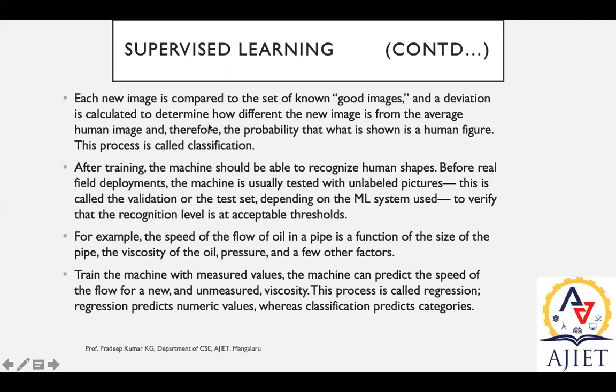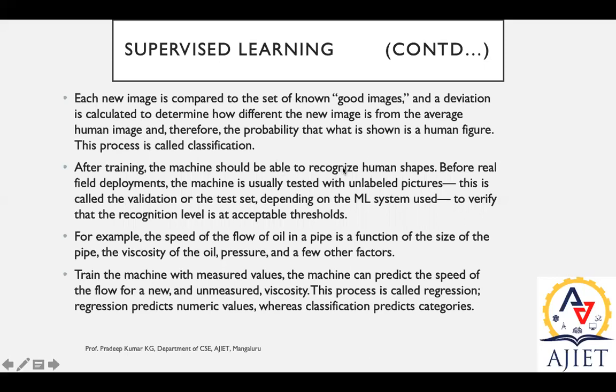So each new image is compared to the set of known good images, and a deviation is calculated. That is, deviation in the sense of how it differs from the original human. We are applying classification to classify after comparison with the images which are already available in our database. So once the training is done, the machine should be able to recognize a human shape.